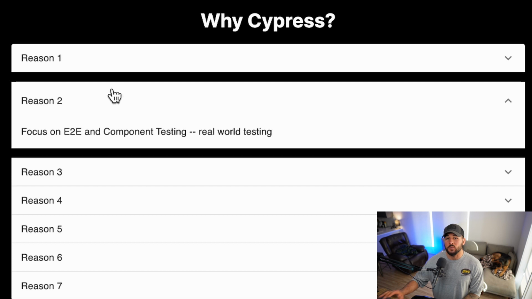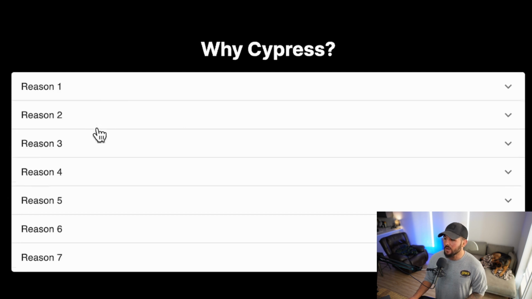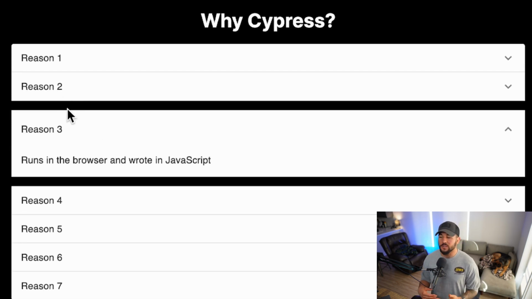So Cypress does a really good job of focusing on things that the user is actually going to be interacting with, to where I think it's much more real world than potentially some other solutions out there. And then also, it runs in the browser and it's written in JavaScript. So since it's written in JavaScript, it's great for testing JavaScript applications. You don't have to go and learn a completely different language or different syntax for writing these tests. It's basically just writing them in JavaScript, and if you know JavaScript, you'll pick this up very quickly.